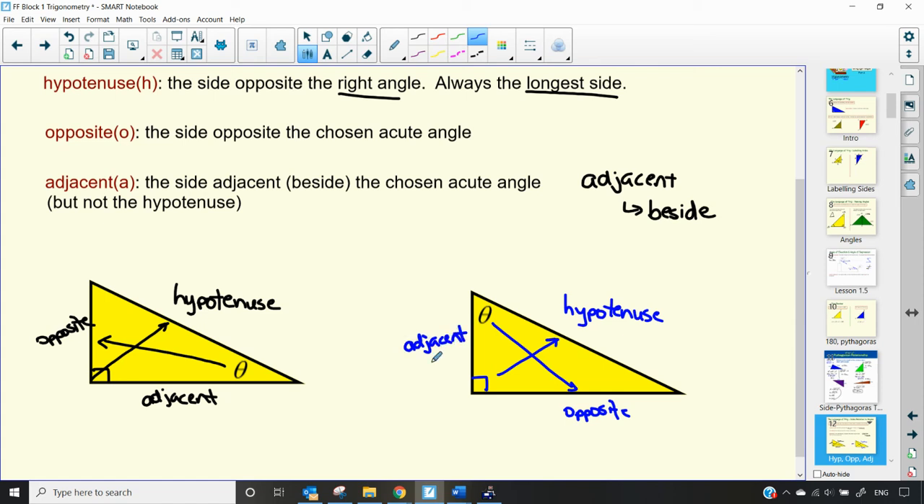Now in school, I often mixed up opposite and adjacent, but once I got in the habit of labeling my opposite and my hypotenuse, then I knew the leftovers were adjacent. So whatever strategies you can use to help remember these, that's important. So hypotenuse is across from 90 degrees. Opposite is across from the angle, and adjacent is beside the angle.